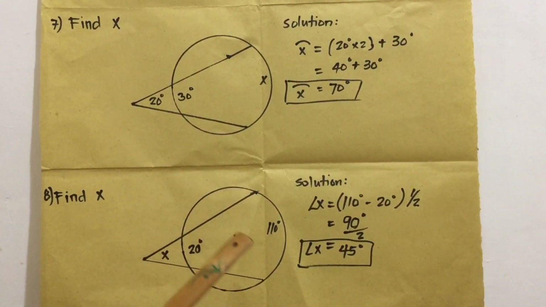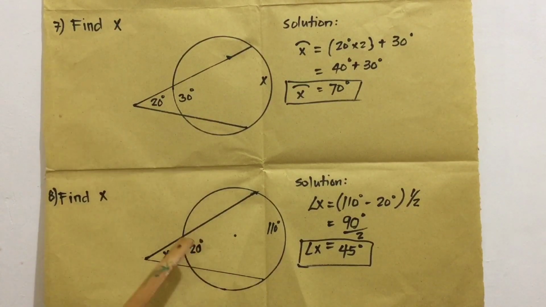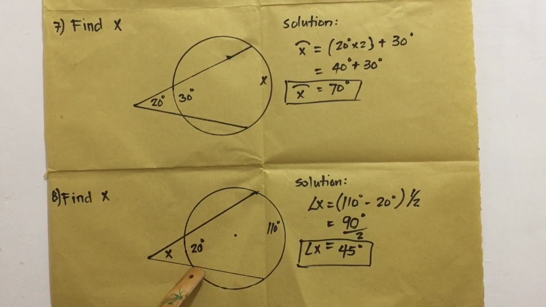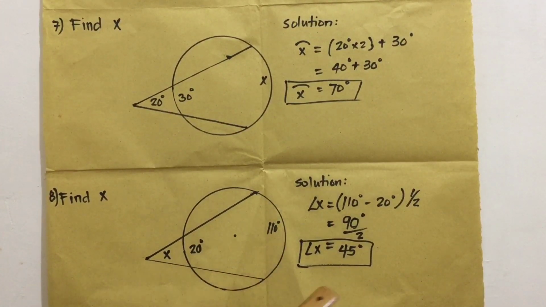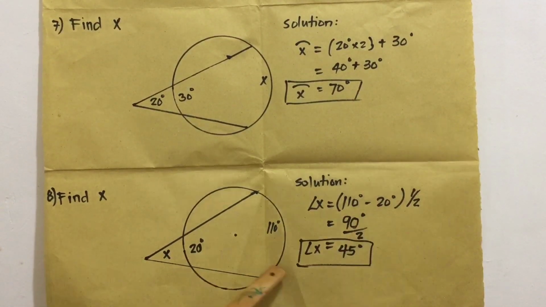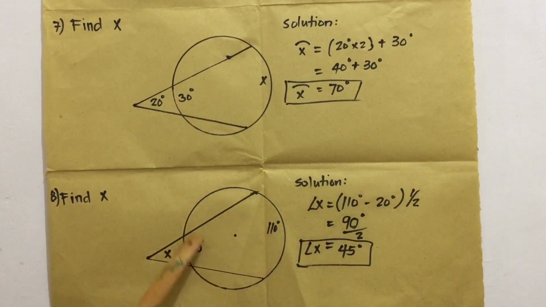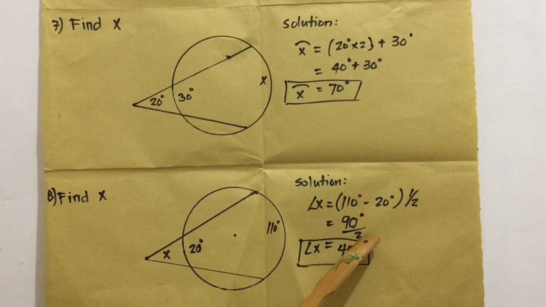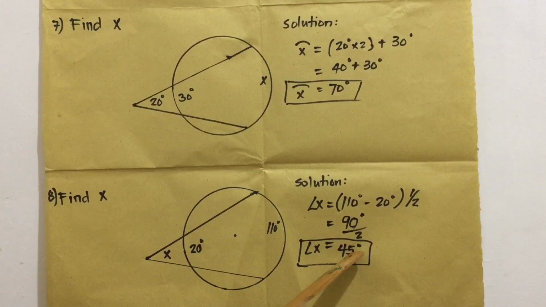And next, number 8, the given secant and also second line here, and the missing is the angle. So we're going to find the X, this angle, and the minor arc is 20 degrees. We have here a big arc is 120 degrees. Our solution is angle X is equal to 120 minus 20. We're going to minus this one, 120 minus 20 equals 90 degrees. Then we're going to multiply by 1, then divided by 2. So the result is the angle X is equal to 45 degrees.